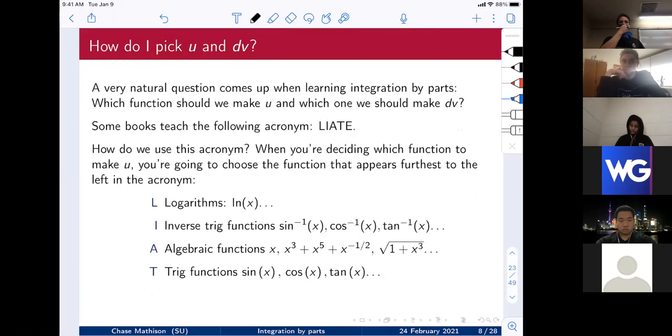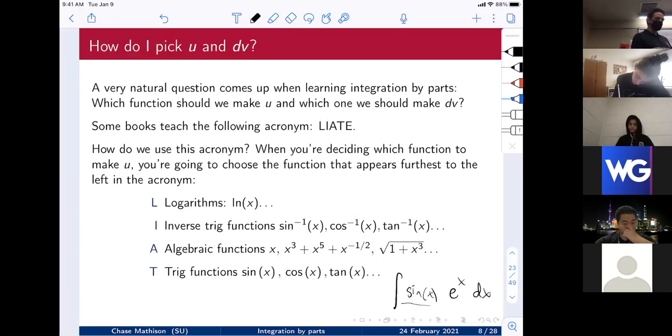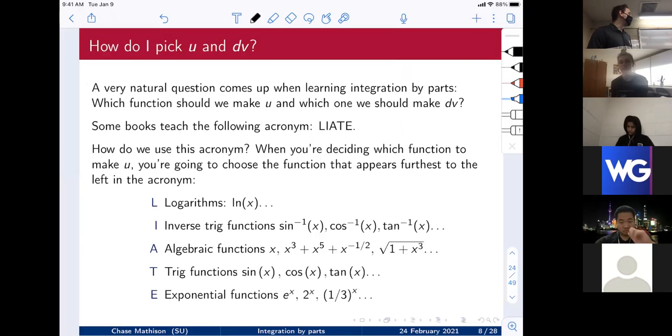T stands for trig functions. Okay, so if we have the integral of, I don't know, sine of x times e to the x dx, well, I have two options for u. I could have u be sine of x, or I could have u be e to the x. The e to the x is going to be in this last letter. So you choose the trig function to be u, okay? And LIATE, E stands for exponential functions.